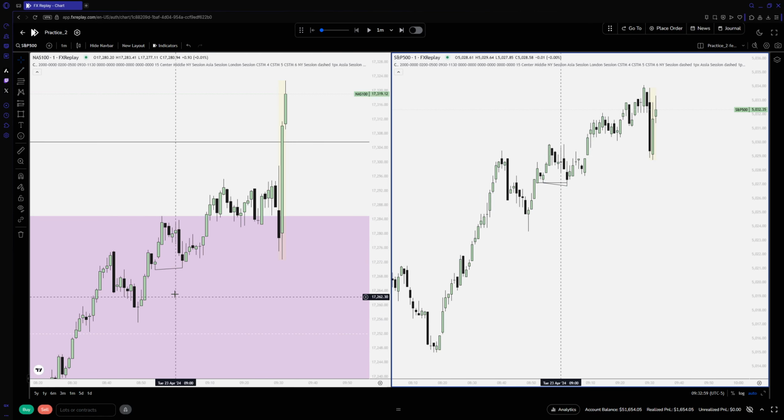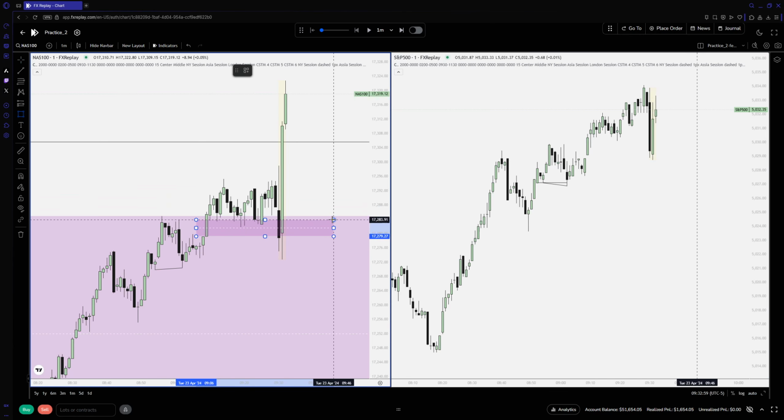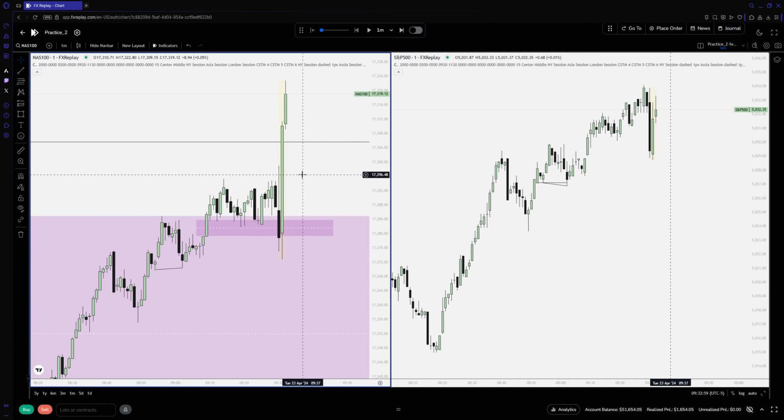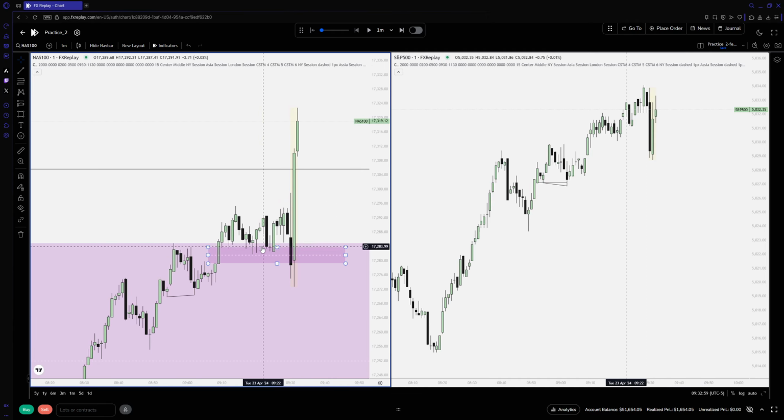So we had a sweep. Now what are we waiting for? A break of structure and a retest. Break of structure is right here. And then we want a retest of this fair value gap. And then a closure over. So we kind of did get it here, but as you can see from this 930 manipulation, we would have been taken out. But it does respect the fair value gap.